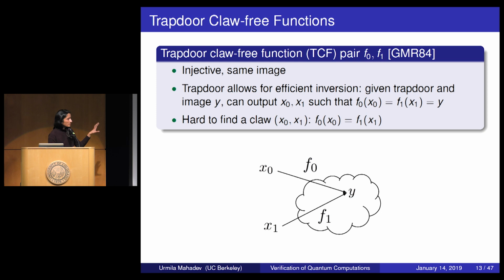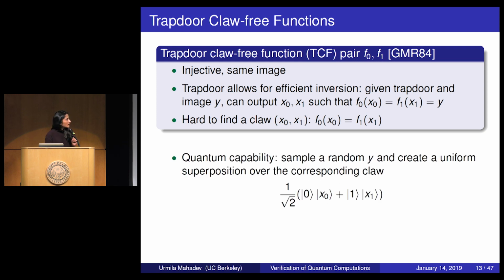Okay, so this is a primitive. Hopefully it's clear to everyone. Now, the reason this primitive is so useful in the quantum setting is because quantum machines have this unique capability where they can sample a random image y and create a uniform superposition over the corresponding claw, so over the two pre-images of y. This is very easy for a quantum machine to do, and in a few slides I'll tell you exactly how it's done. But for now, I'm just going to tell you why the superposition is so interesting.